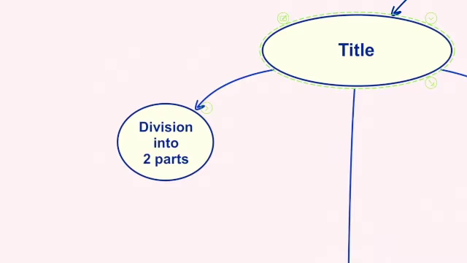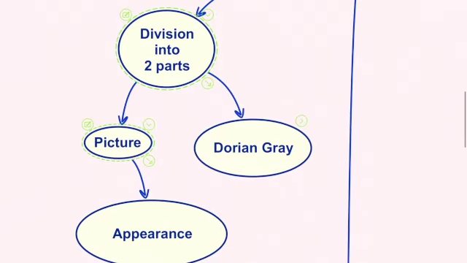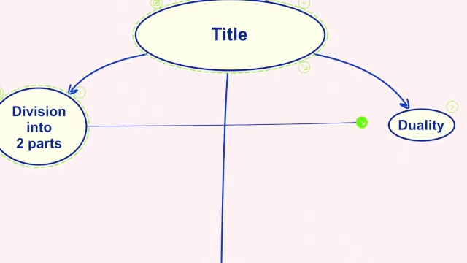That's all. The title branch tells us about the novel's central concerns. The title is divided into 2 parts. The picture, which is connected to appearance, and Dorian Gray, which is connected to the person and beneath the surface to reality. This division demonstrates the novel's central theme, duality.